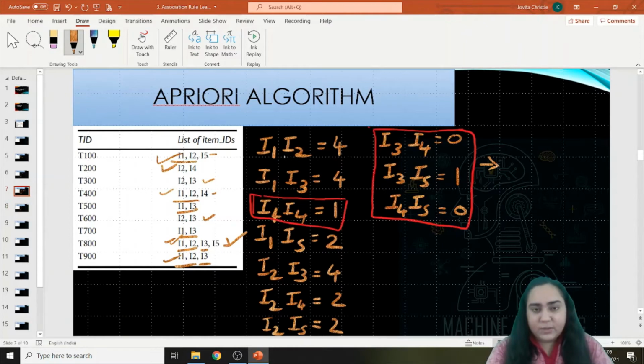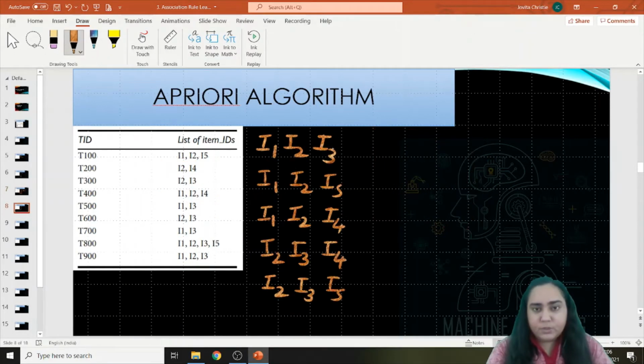So let's take a look at that. We have 1, 2. We also have 2, 3, and we also have 1, 3, which means we will keep these 3 items together and calculate the support count. Which will turn out to be 2 because they are appearing twice.